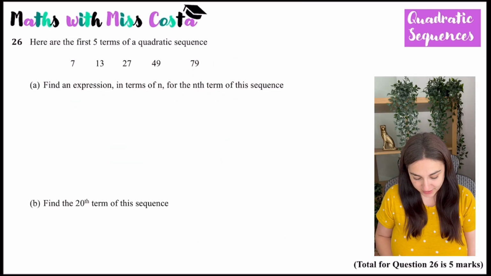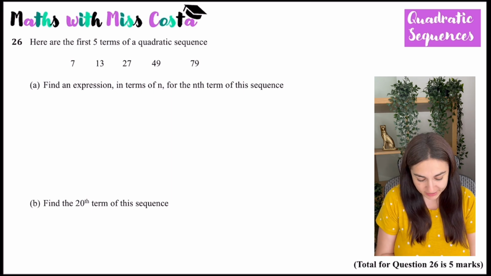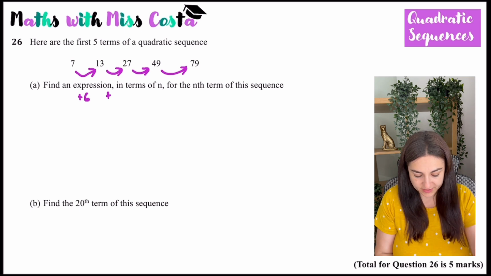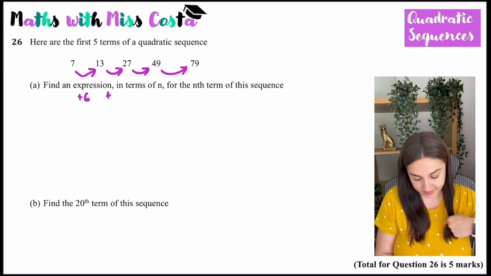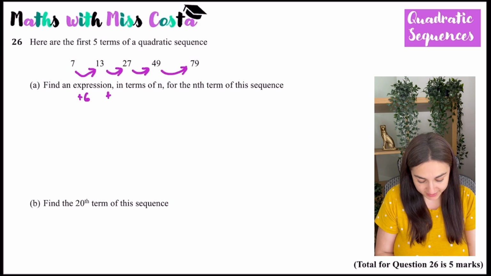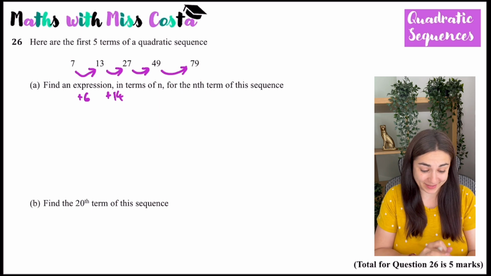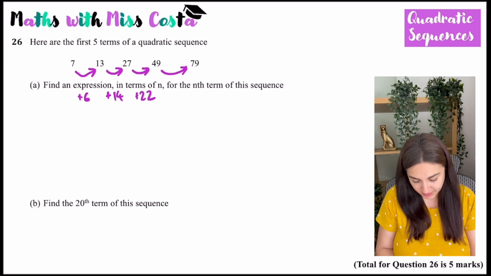And I am told to find an expression in terms of n for the sequence. So the first thing I do, just like I would with a linear sequence, is just figure out what the term to term difference is. So from 7 to 13, what do I add? 6. From 13 to 27, what do I add? 14. From 27 to 49, I'm going to use a calculator because the brain is really flagging right now. 49 take 27, I add 22. And 79 take 49 is 30.